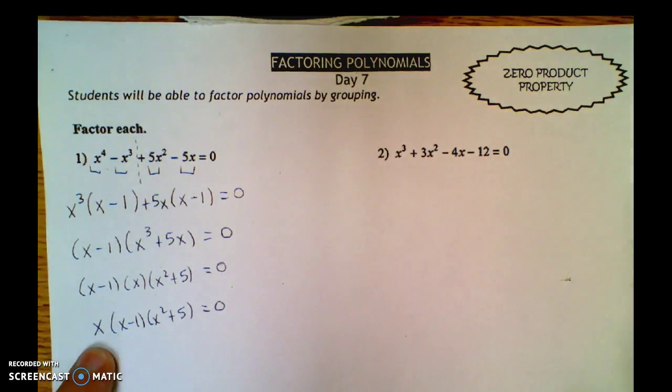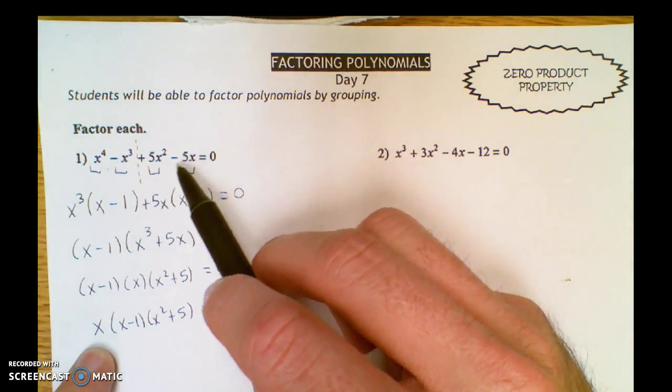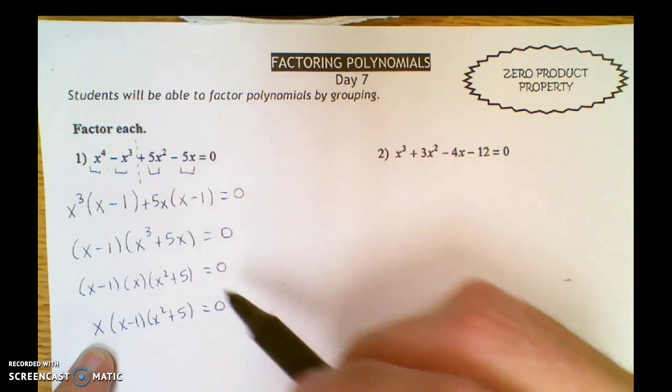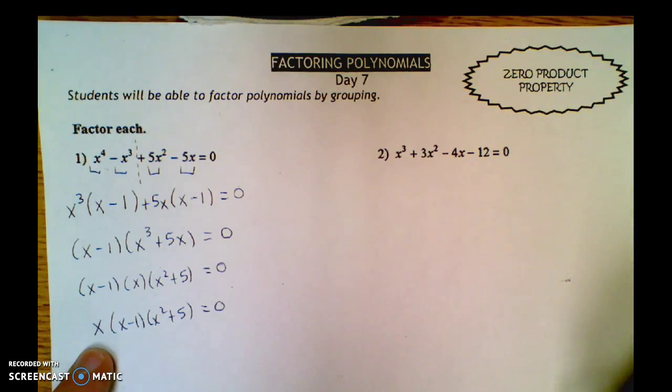I could have taken care of that x in the beginning if I had found the greatest common factor between the 4 terms before I grouped them, because they each had an x in common. But in the end, I still was able to catch it when you're doing your factoring.